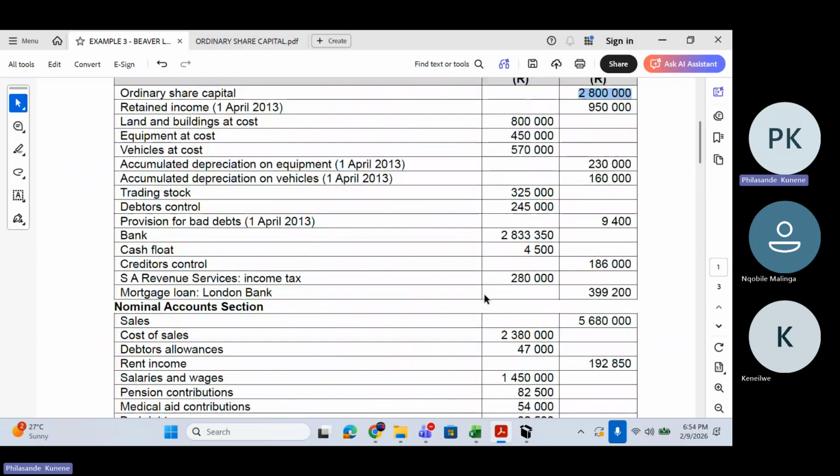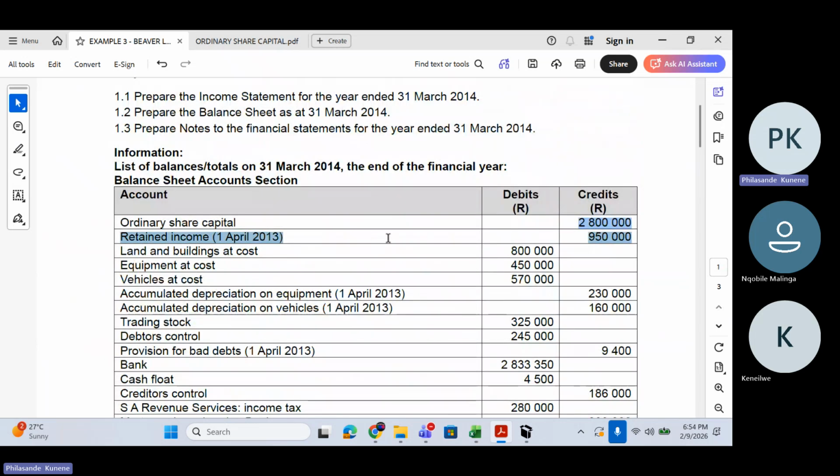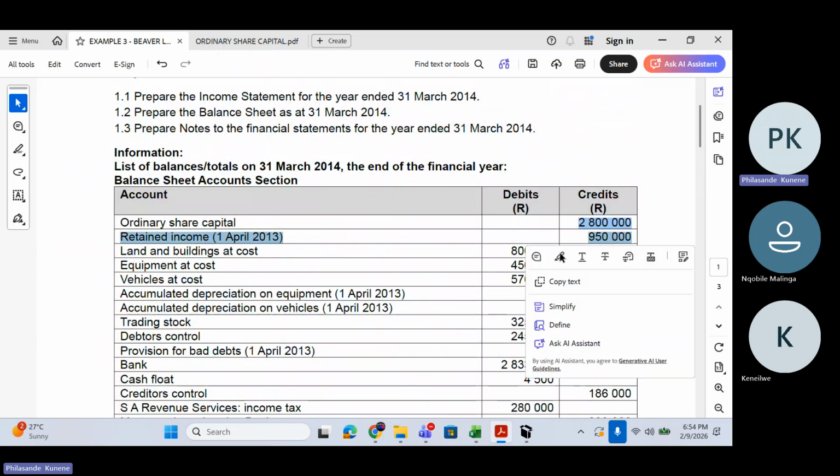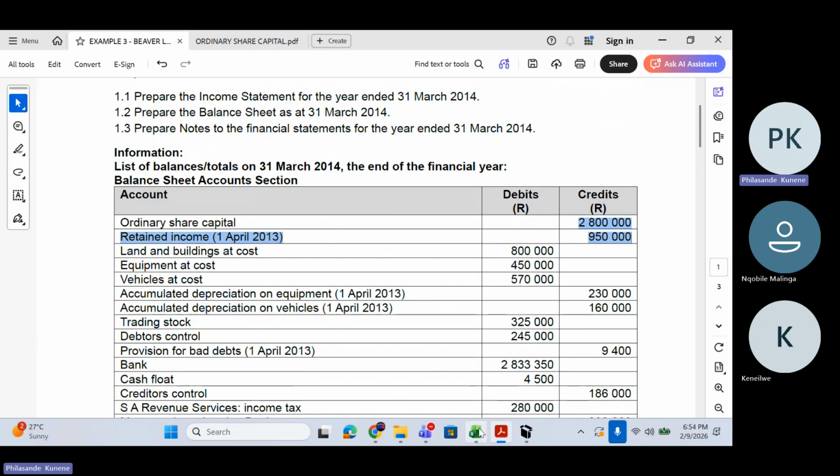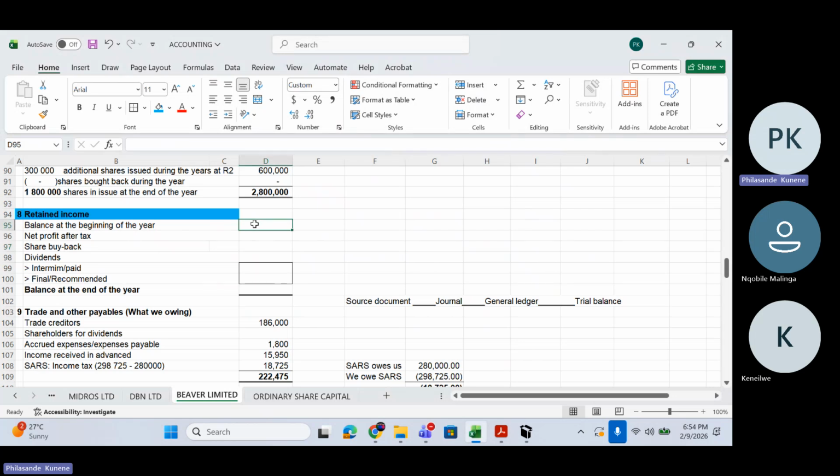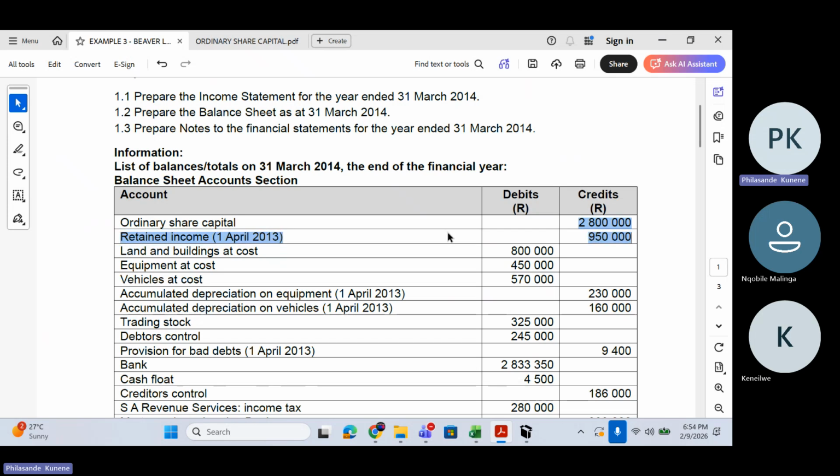They gave us retained income here at the beginning of the year. How much is this? 950,000 rands. So this will be my balance at the beginning, 950,000 rands. Can you see? They told us that it is the balance at the beginning because they gave us a date here. Retained income, 1 April 2013 is 950,000 rands.